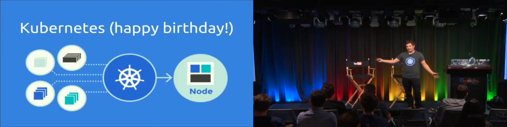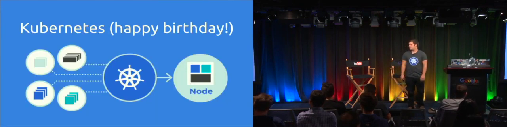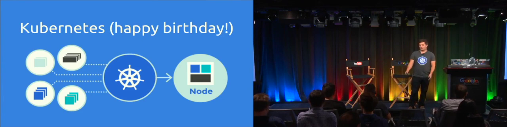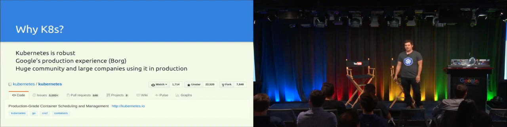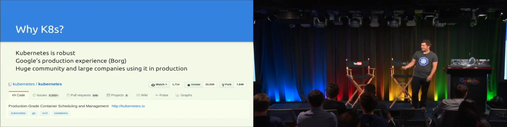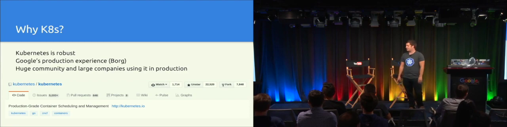But basically, we have Kubernetes. Because I'm at the Kubernetes meetup, I'm going to talk about Kubernetes. So why? I don't think I need to really explain why. There's a ton of stars. That's all people care about nowadays. So it's robust. It was Borg before. Now it's open source. Don't really need to talk about that.